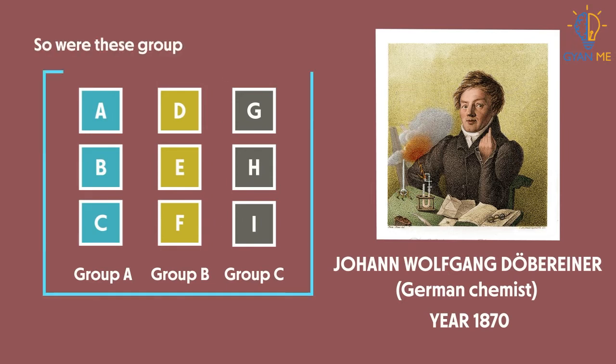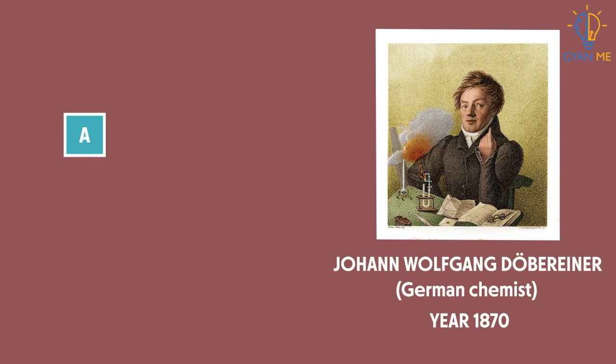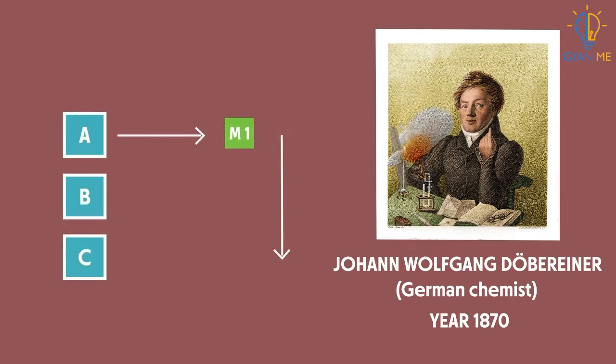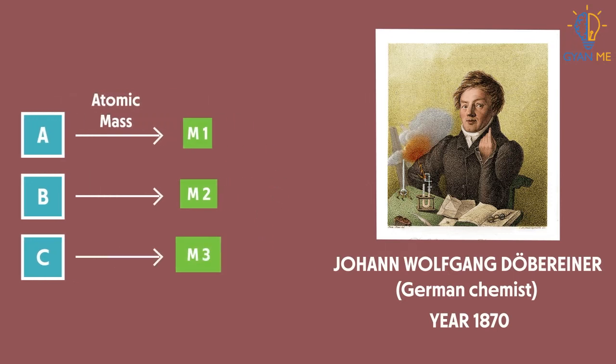So, were these groups formed randomly? No, of course not. Dobereiner discovered that if 3 elements were arranged in ascending order of their atomic masses, the average of the atomic masses of the first and the last elements in this group is roughly equal to the atomic mass of the middle element.